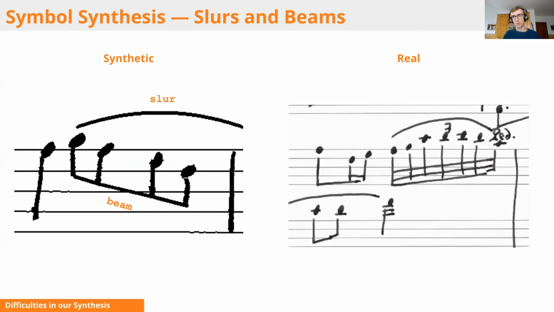The symbol synthesis is simple for most symbols, but there are symbols such as slurs and beams that can't be synthesized this way because we need them to have a specific shape depending on the music surrounding them. So we decided to render slurs as parabolic arcs and beams as straight lines, which is the simplest solution we could try, and it doesn't really model the real world because real-world handwritten slurs are not ideal parabolic arcs, and you can see on the image on the right, the beam here is even broken in half, so that's a feature that we cannot do right now.